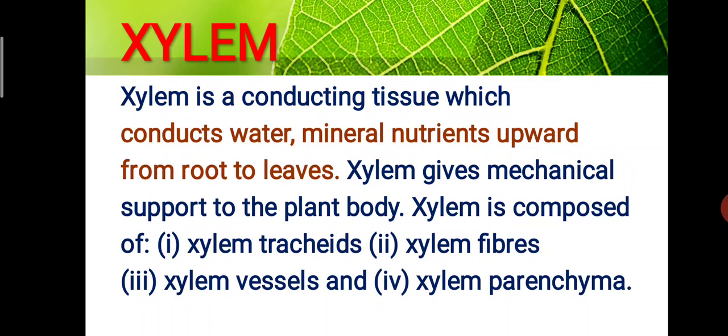So this xylem is a conducting tissue which conducts water and mineral nutrients. This is very important. Whenever I ask what is the role of xylem in plants, it conducts water and mineral nutrients upward from root to leaves. In which direction? In only one direction, from root to leaves. And it also gives mechanical support to the plant body. It is composed of xylem tracheids, xylem fibers, xylem vessels and xylem parenchyma. We'll see one by one in detail.